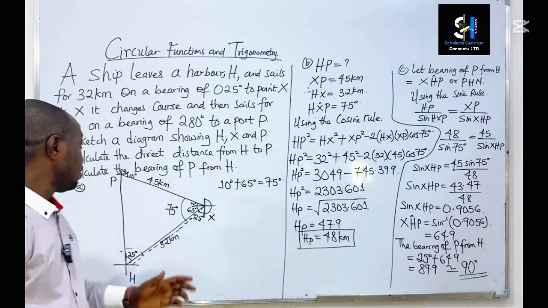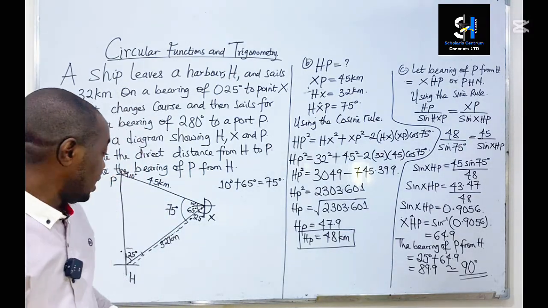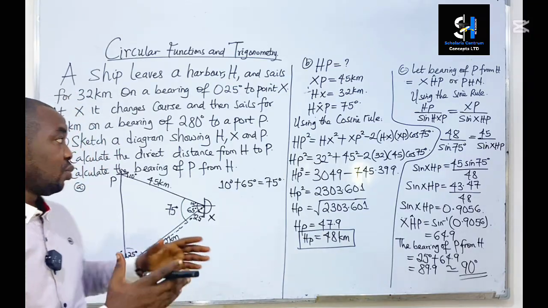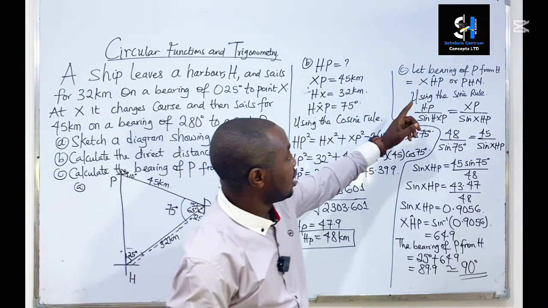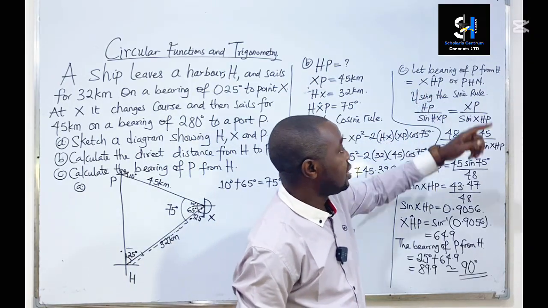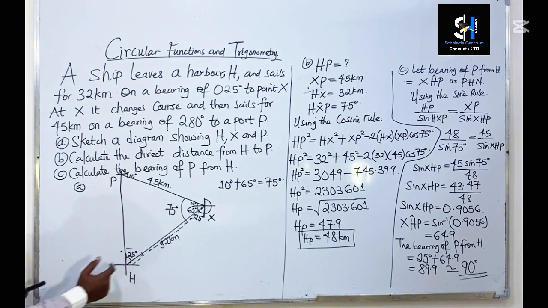So the bearing of P from H is 90 degrees, because, like I said, we can consider it to be XHP or PHN, where N is the direction of the north. So it's going to be exactly what?